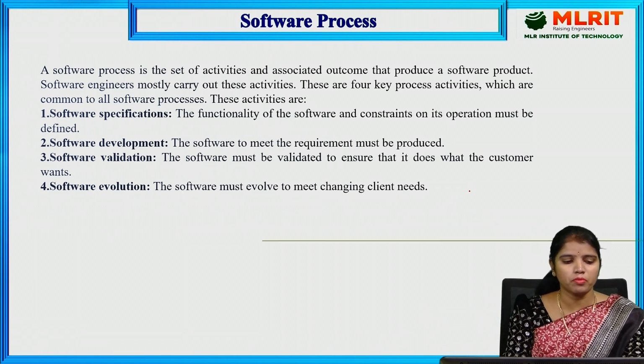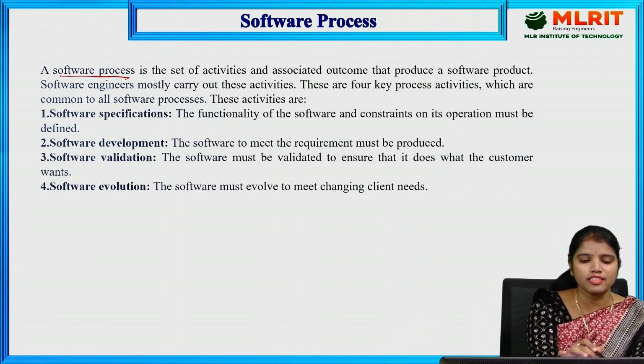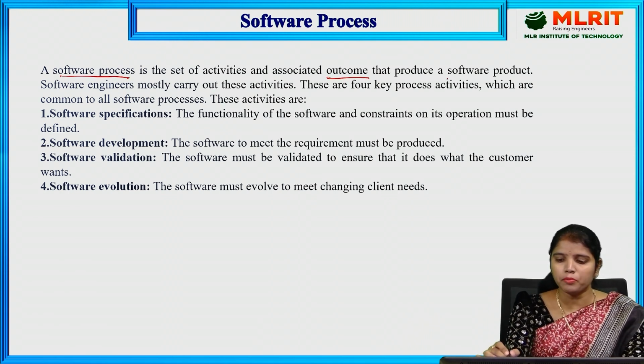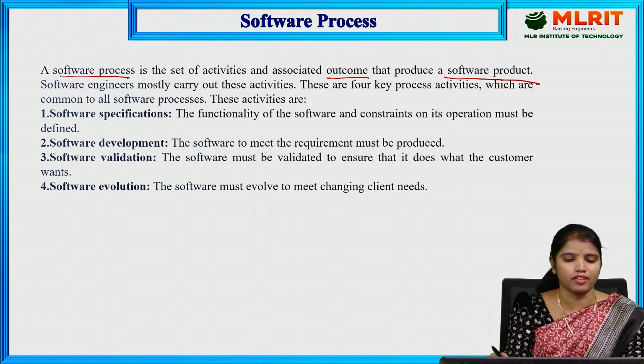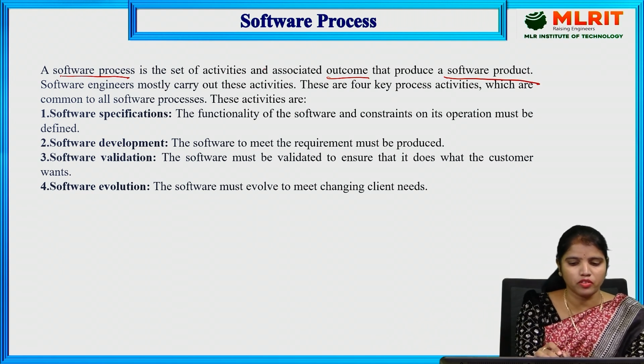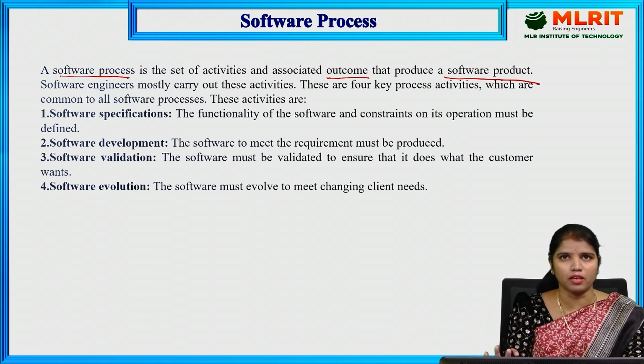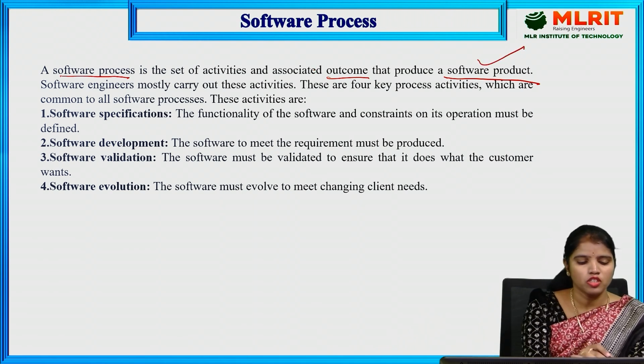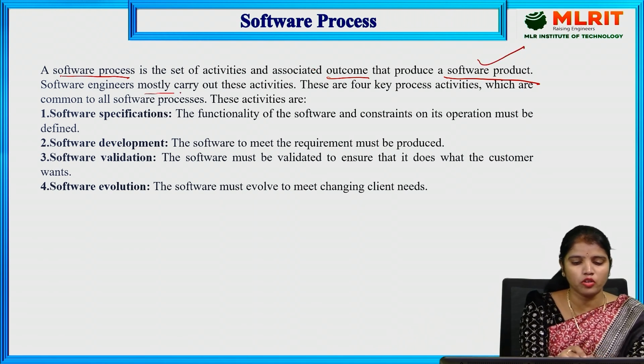What is a software process? A software process is a set of activities and associated outcomes that produce a software product. It is a set of activities and associated outcomes. What does it produce? It produces a software product. Software engineers mostly carry out these activities.